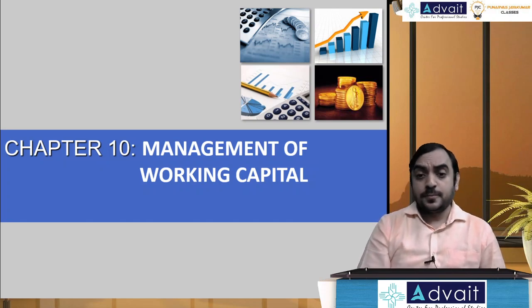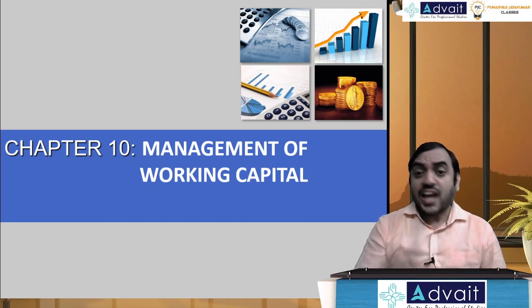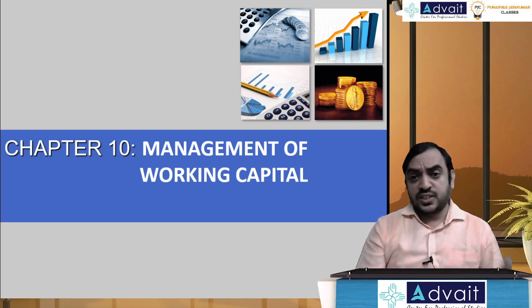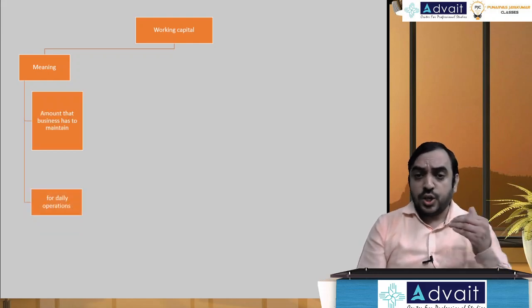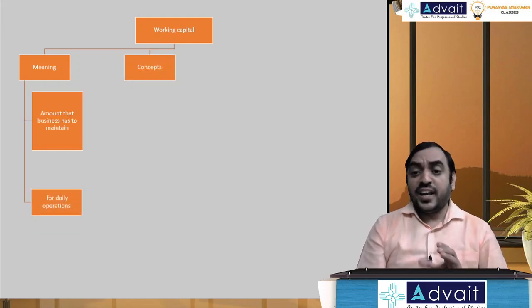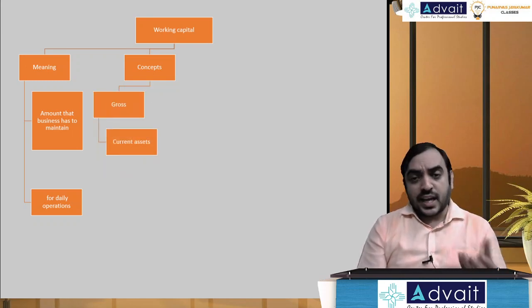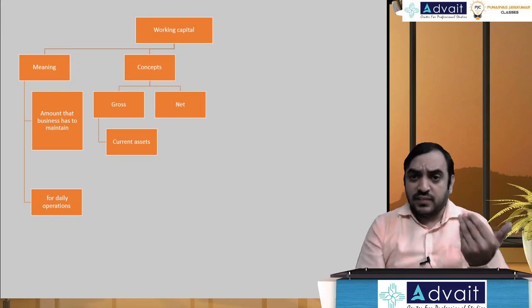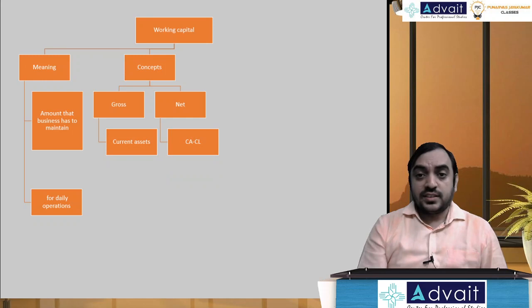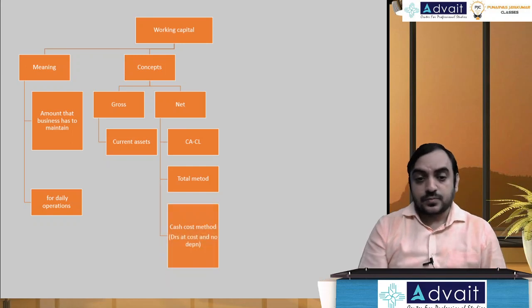Invoice, credit period. Inventory, you have to keep it with you. Cash balance, you have to keep it with you. That is what is called as working capital. So working capital, amount required to maintain for day-to-day operation purpose. We have the concept of gross working capital, which is purely current assets. And net working capital, normally we say net working capital, which is current assets minus current liabilities. Also, we call it as net current assets.